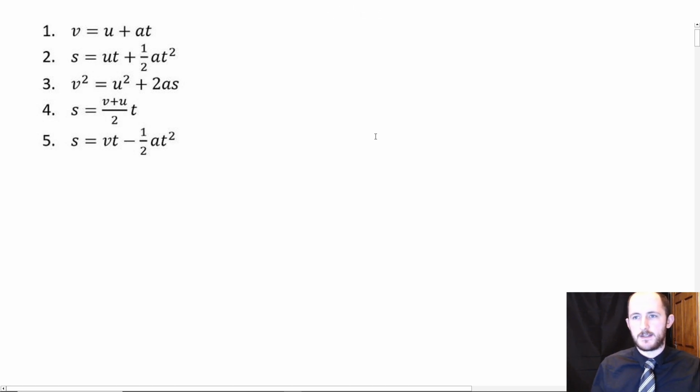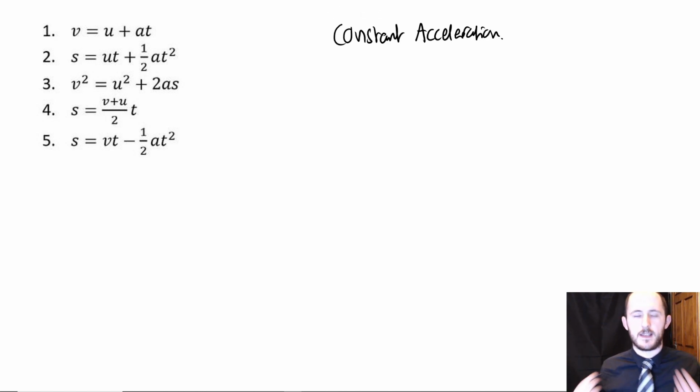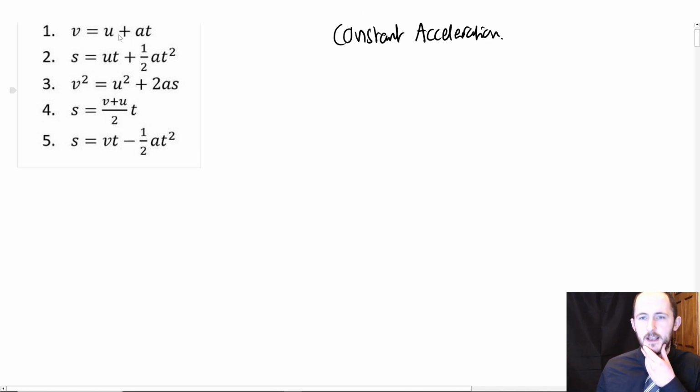SUVAT just stands for the constant acceleration equations. So you can only use them, shockingly, when you have a constant acceleration, which is the assumption we're going to use for pretty much all of A-level mechanics. These are the 5 equations that you need to be able to use. I wouldn't bother memorizing them personally, but instead I would just write them down and have them on a piece of paper or a post-it note next to me whenever I do mechanics, and then over time you're just going to remember all of them.